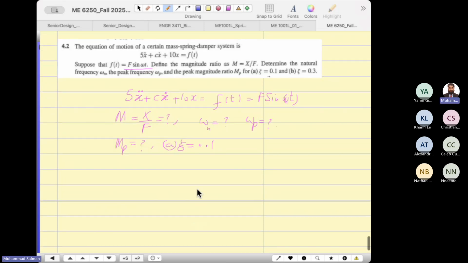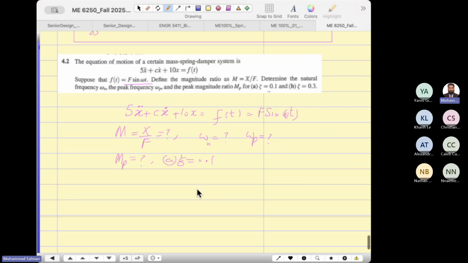Let's do this. What is omega n? Square root of k over m. This is my k value, this is my c value, this is my m value. Square root of k over m, 10 over 5, this is my resonance or omega n, where k equals 10 from the equation of motion.